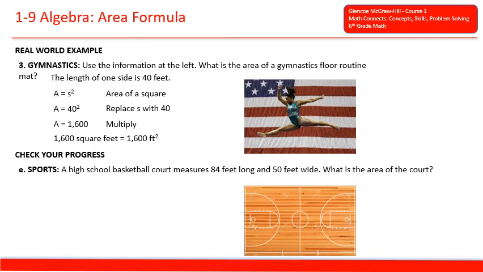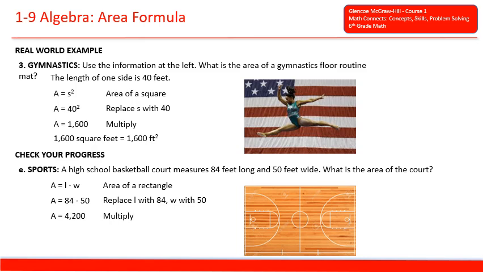Check your progress. A high school basketball court measures 84 feet long and 50 feet wide. What is the area of the court? Area equals length times width. So if we plug in 84 feet for L, or length, and 50 feet for width, we can multiply that out to 4,200. So 4,200 square feet.